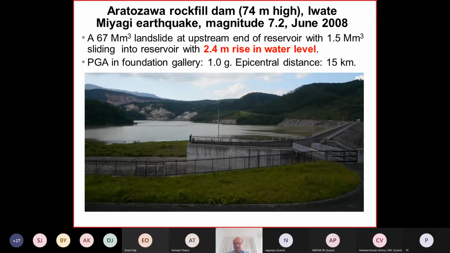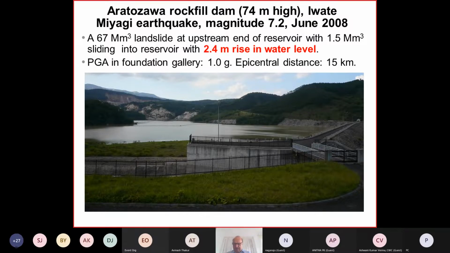In addition, because this earthquake was very close, magnitude 7.2, peak ground acceleration in the foundation of this dam, we see here, this dam body was actually 1G, at an epicentral distance of 15 kilometers. 1G, yeah, it is up to now, I must say, the highest acceleration measured at any dam site, in a footprint within the dam body.